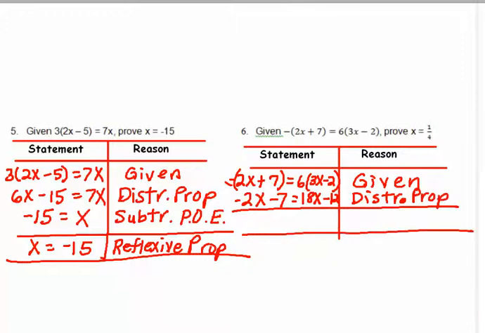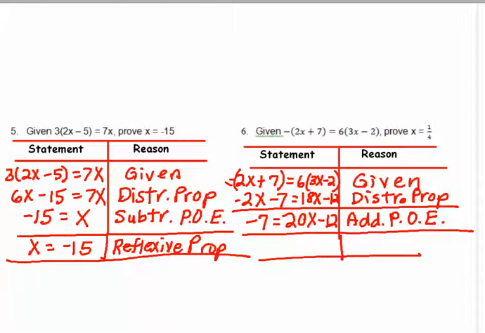All right, next, I think I would probably add 2x to both sides. Everybody could treat this differently. This is what I would do. And if I added 2x to both sides, this 18x would become 20x. Okay, so I added 2x. That's going to be my addition property of equality. Okay, in the next line, I would add 12 to both sides. That's going to give me 5.